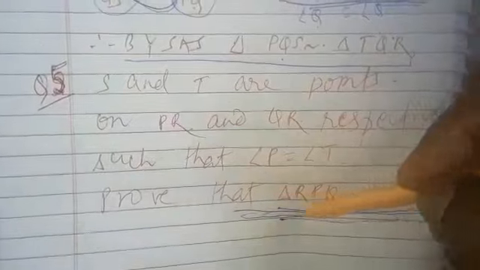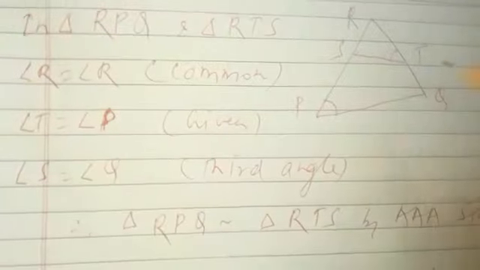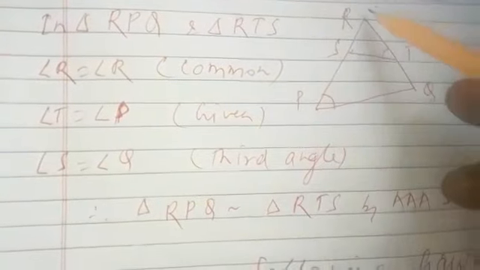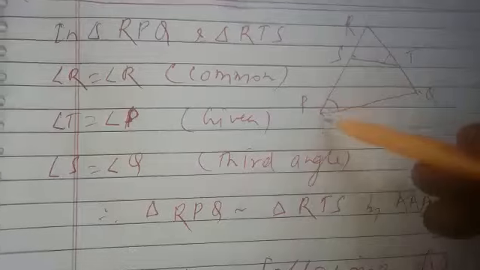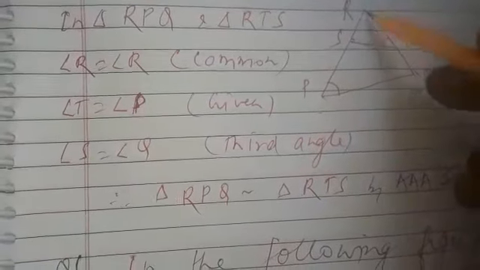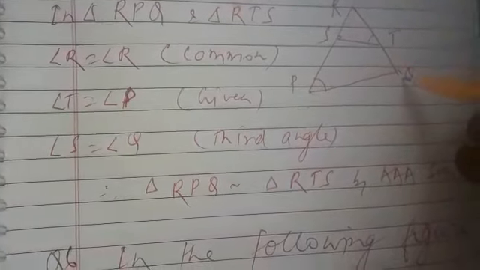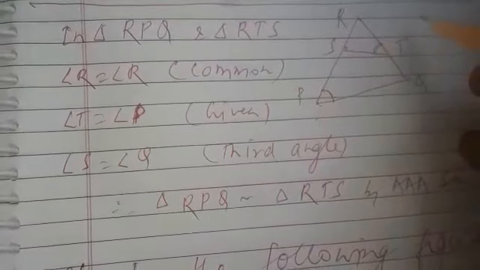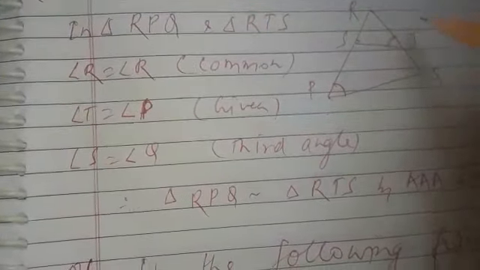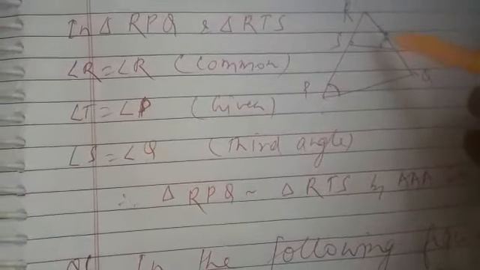We have to prove that triangle RPQ is similar to triangle RTS. Now we see in triangle PQR, S is the point on PR and T is the point on RQ, such that angle P is equal to angle T. And we have to prove that triangle R.